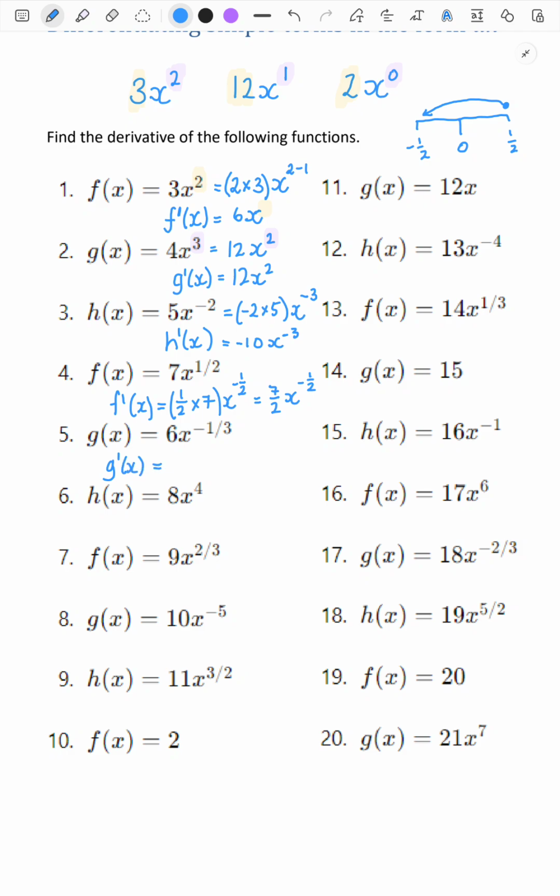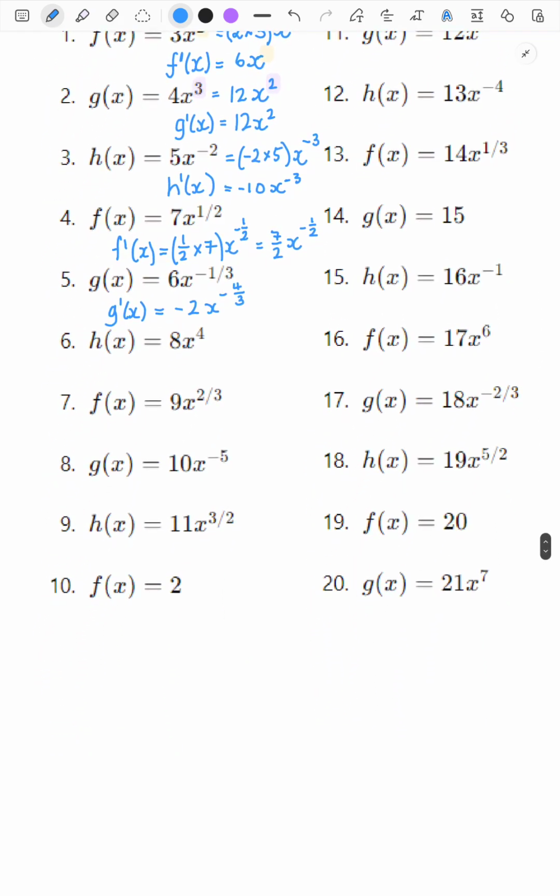We're going to be okay with this, I hope. So we're going to minus a third multiplied by 6. Hopefully we're happy that it's negative 2. And then we take away 1 from the third. So it's minus 4 over 3.